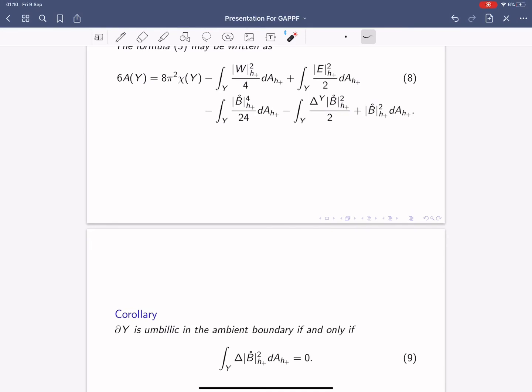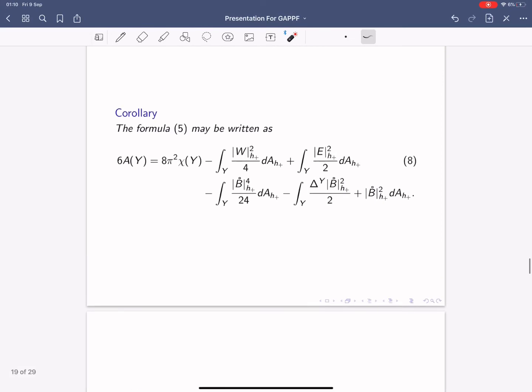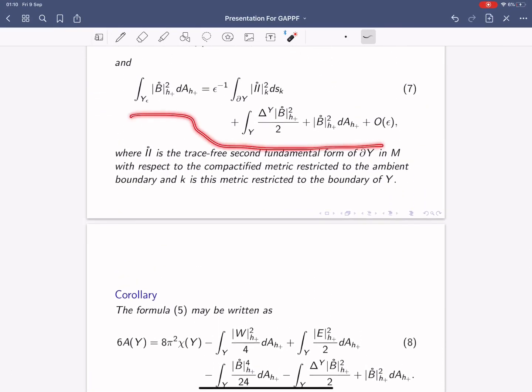The way to see that is, well, if this vanishes, we can see it from this equation. So if the integral of the Laplacian of the norm squared of b vanishes, then we get this on this side and we have this here. So it must be that the integral of the norm squared of b converges, and then this would have to be 0, which would mean that the boundary of Y is umbilic in the boundary of X. And then the reverse is also easily seen to be true.